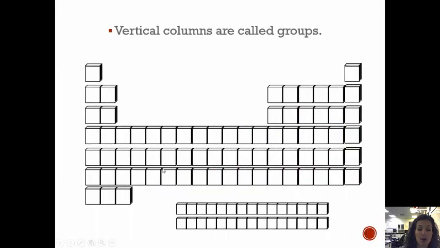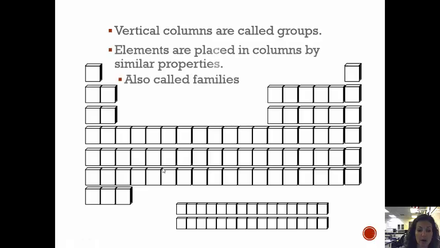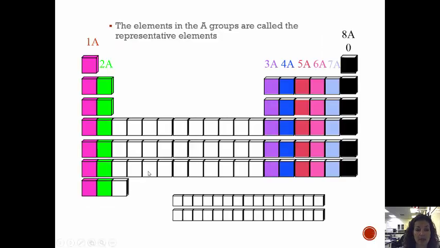The vertical columns are called groups, and they can also be called families. They are placed into these columns by similar properties. These are the ones we pay the most attention to. The guys in the middle are the transition metals, and they're somewhat irregular. They are very significant, but they don't have names for each group besides just being the transition elements. The D and F blocks get lumped together.